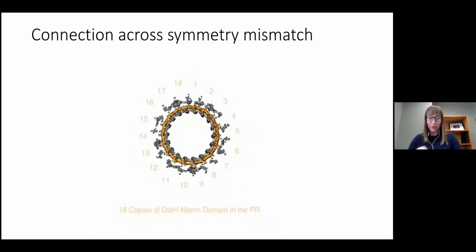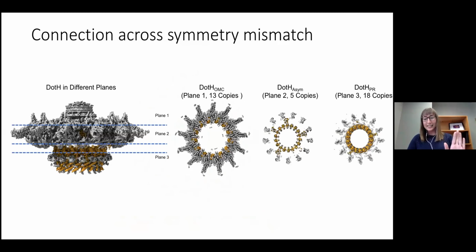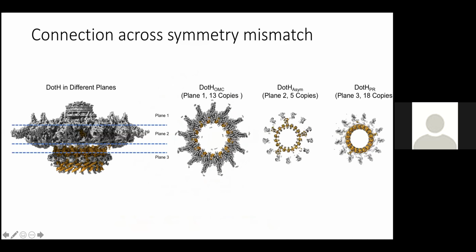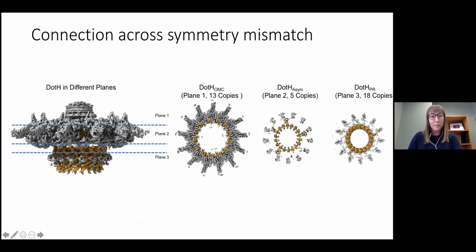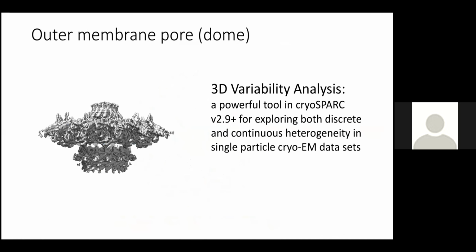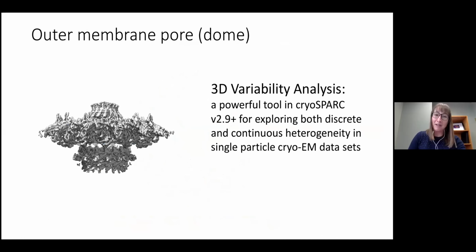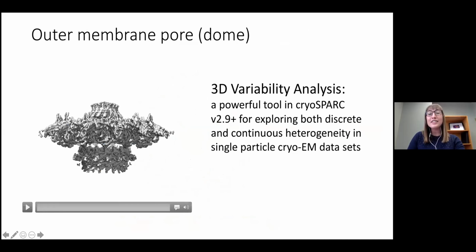in the periplasmic ring. So if you see still images better, this is the same information in a different representation, just showing that it's in fact .H that's bridging that mismatch in symmetry, right? We have all 18 copies in the periplasmic ring. 13 of them extend all the way up into the outer membrane cap, and then 5 are in that in-between space. But we were still really hung up, or I was still really hung up on what was going on with this dome portion.